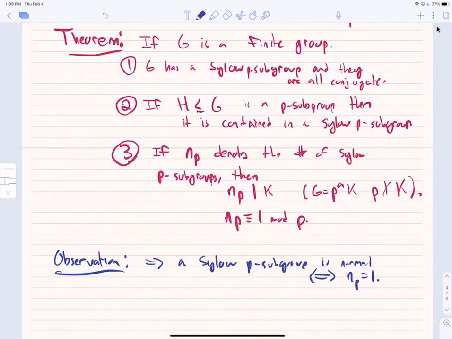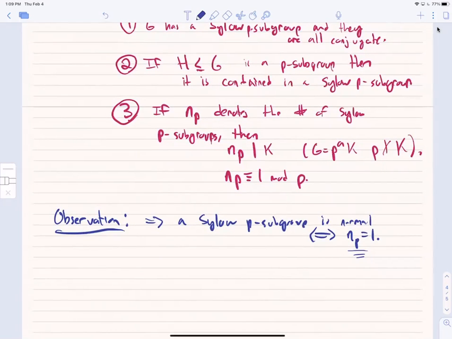So the only way you can get a normal Sylow p-subgroup is if the number of them is equal to 1, because all of the Sylow p-subgroups are conjugate to each other. If there's more than one of them, then there's a way to conjugate one to another one, so it can't be normal. So this is the only way you can be normal. But then you have some numerical control over this. So now you get some control over this number by part 3.